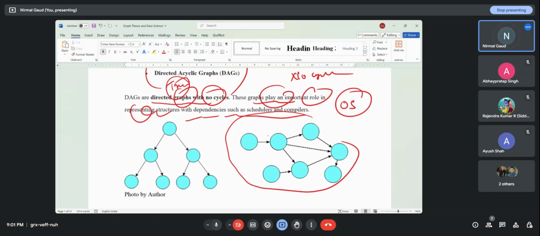But sir, you are saying that this is also a DAG. Why? We can see the closeness here. तो सर इसको क्यों बोल रहे हो आप DAG? Why? And you are talking about schedulers and the compilers. Okay, let me share my entire screen now.